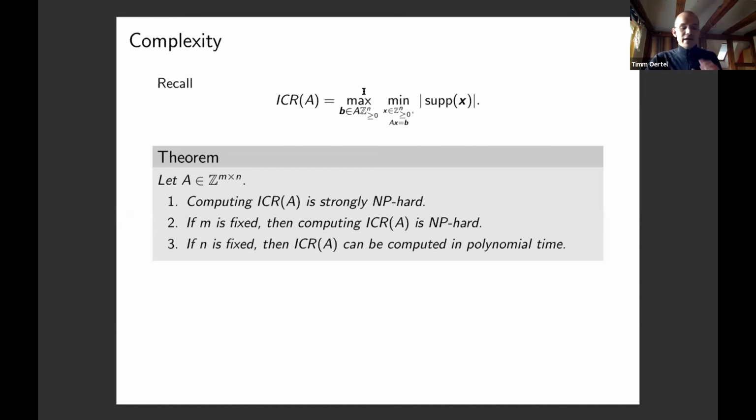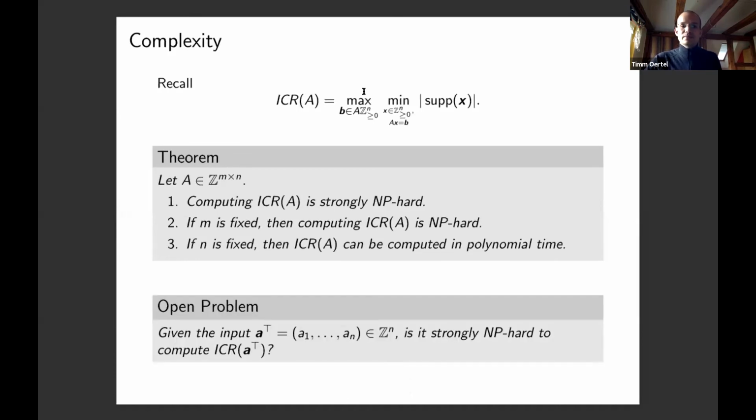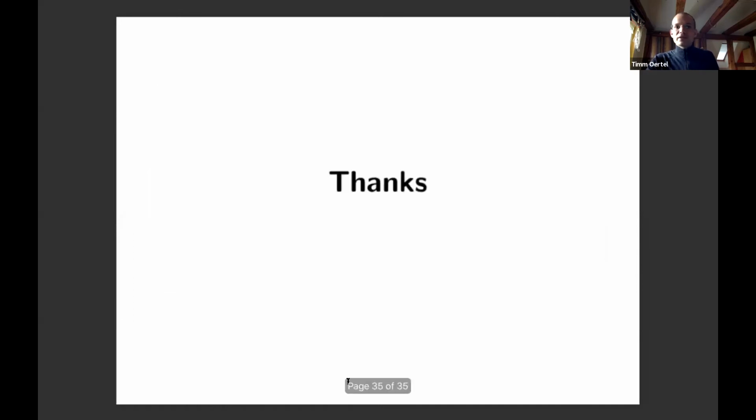And just to finish the talk with an open question: what we haven't been able to determine yet is whether, if M is fixed, it is still strongly NP-hard. So fixing M, let's start with the easiest setting where M is equal to 1. So assume that A is just a single column. In this setting, is it still strongly NP-hard to compute the ICR? The same thing you can also do with the integer linear rank. Everything should be equivalent. But this is a nice open question, with which I would like to finish my talk. Thank you.